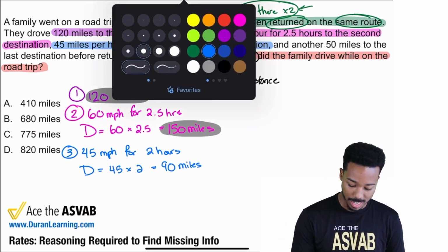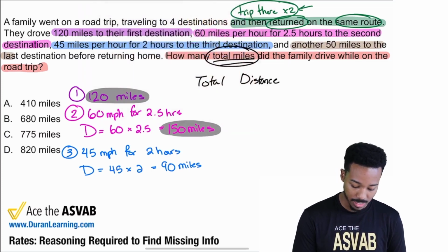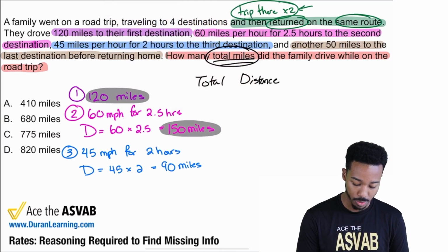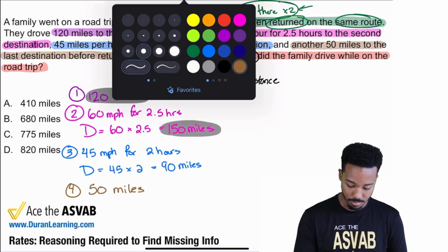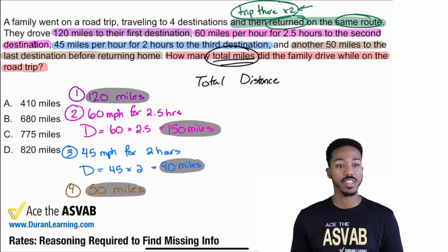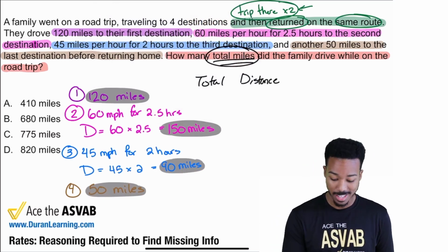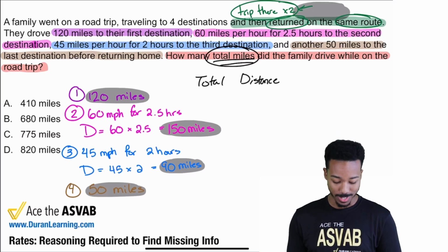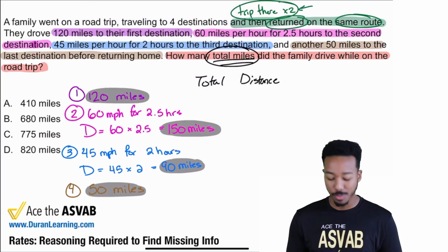And then lastly, they kind of help us out here. They make it a little easy on us. They say another 50 miles to the last destination before returning home. So for that fourth destination, just 50 miles. And with that, let's highlight everything here. 90 miles for that third trip, 50 miles for that fourth destination. So all we're going to do now is add everything up and then do what again? Multiply it by 2. You have to keep in mind that context there. This is all about learning how to reason with mathematics.